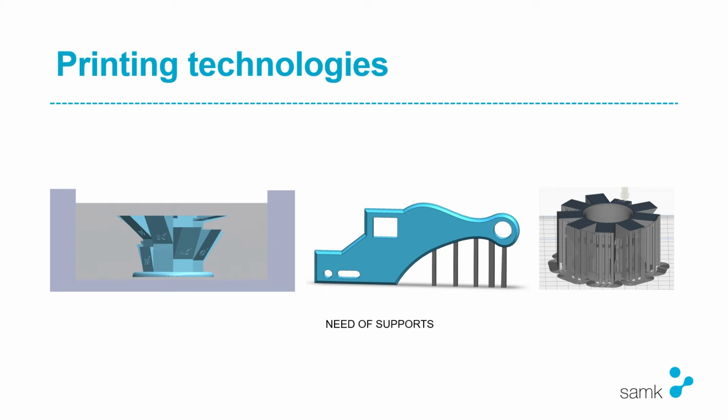When using SLS machines technology, you don't need any supports because the powder itself will act as a support. When using plastic, you will need supports, but you can also use support materials which can be dissolved in water or chemicals. And when using SLA or MSLA technology, you will also need supports. When printing with steel or aluminium, again, you will need supports.